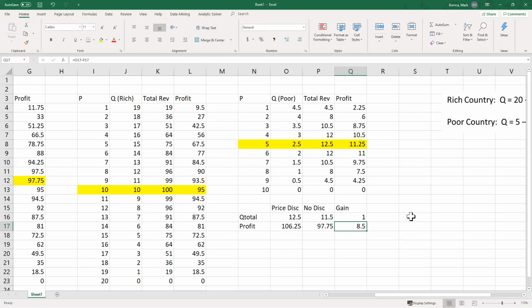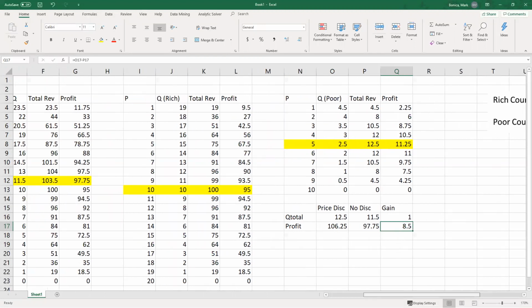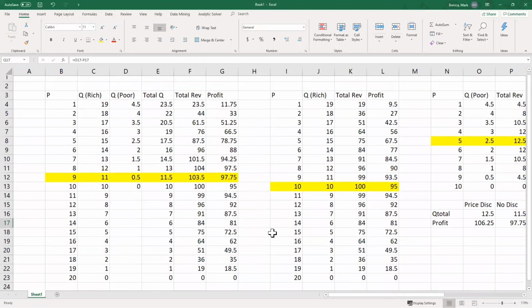Again, we wind up with a larger global supply of the good, and the firms actually get more profit. So that's a quick demonstration of the benefits of price discrimination.